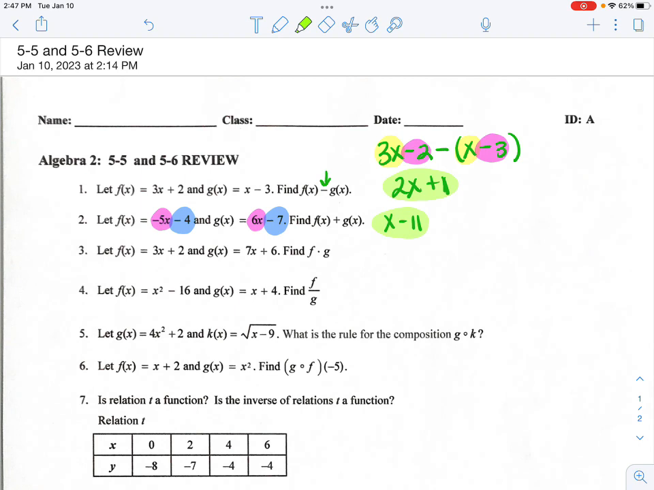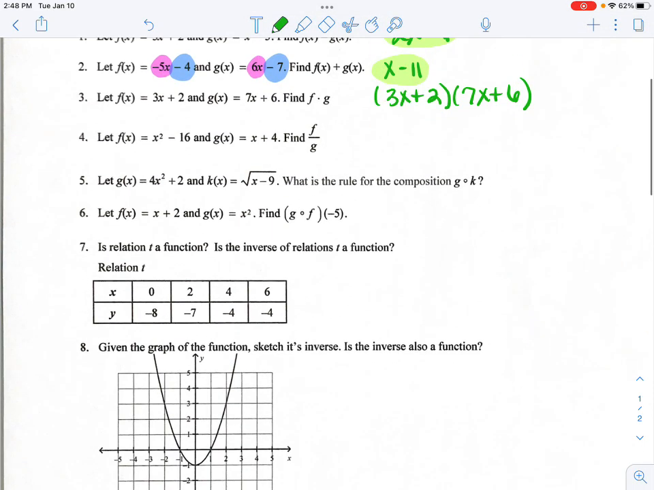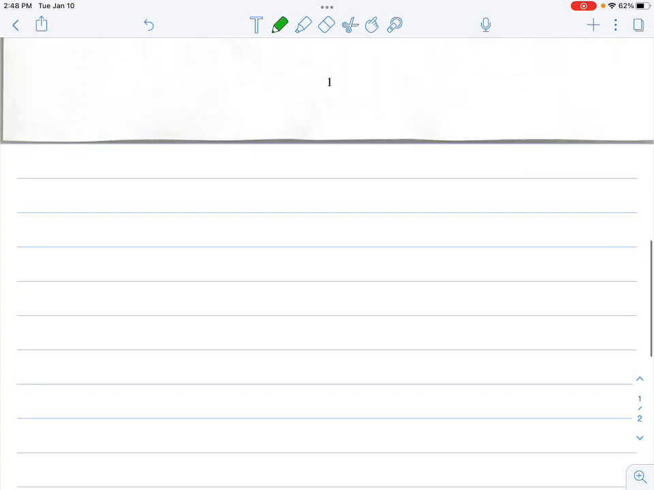Number 3, you're going to have to do a little work here because it is the distributive property, right? You're being asked to multiply f times g. So on this one I'm going to do 3x plus 2 times 7x plus 6. Again, I'm multiplying them together.